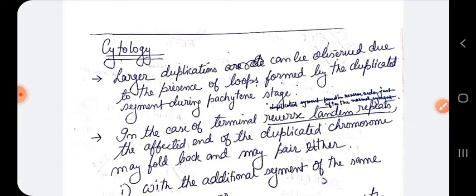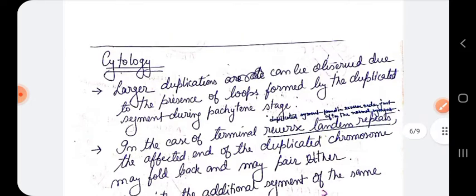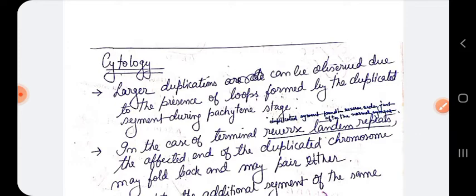Next comes the cytology part. Cytology means, just like I have said about deletions, how in case of duplications we can observe them cytologically, how we can practically observe that this cell has duplications. At what region we cannot say, but at what chromosomes we can understand by doing proper karyotype analysis, by proper alignment of the chromosomes, and then we can study.